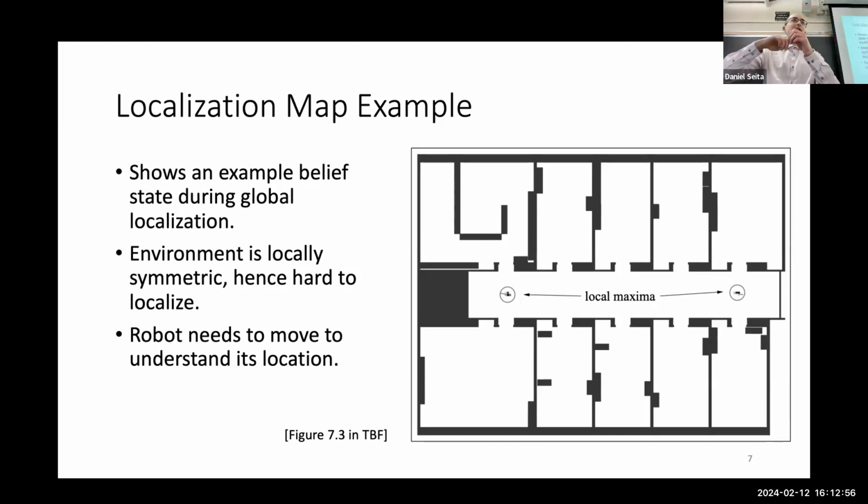But if there are two rooms that are completely identical, and then you're measuring stuff, then you basically boil down your localization to assuming, well, I'm in this position in one of the symmetric rooms, but we don't know which one it is until you do something to get out of that symmetry.